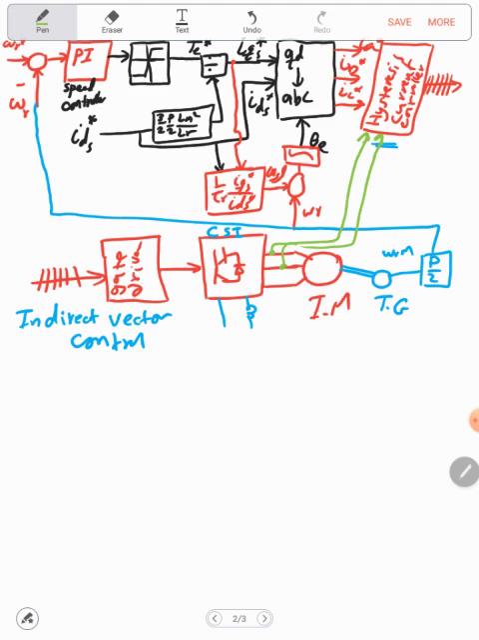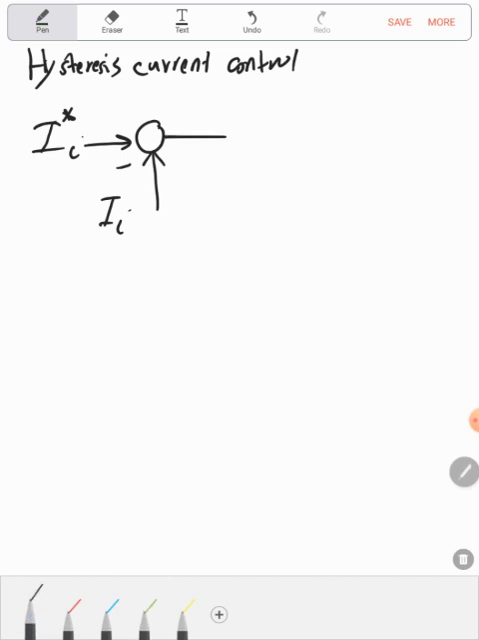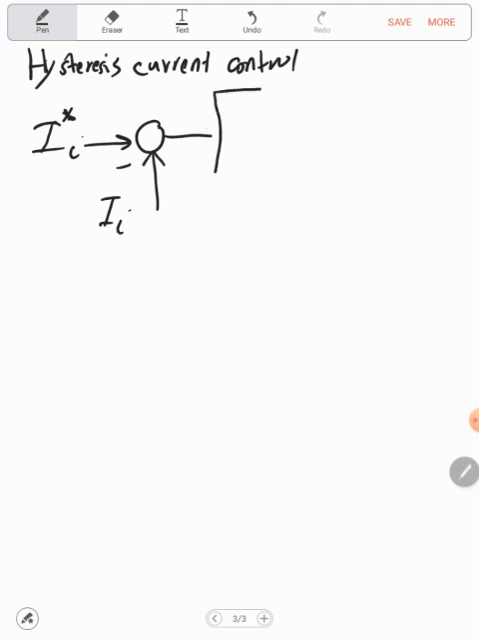By the way, we can use two phases, and we know that IA plus IB plus IC equals 0. So simply if we measure only two phases, the third phase IC, for example, can be equal to minus IA plus IB, and this will reduce the cost. Now here we will generate the error signal. This error signal will go to the hysteresis band.